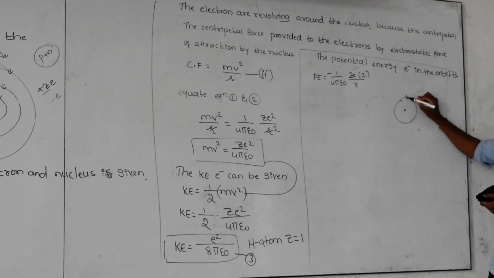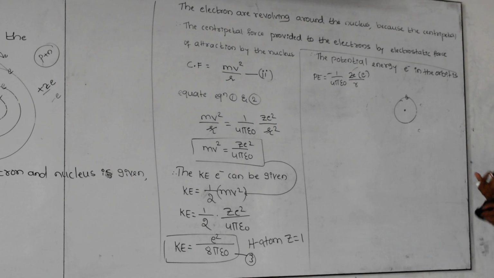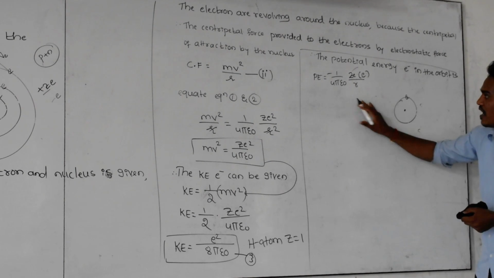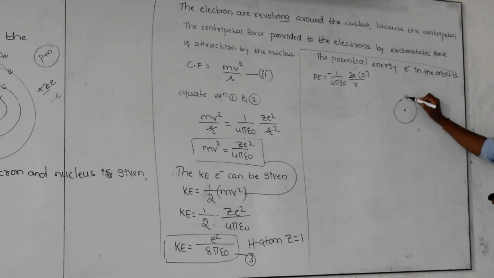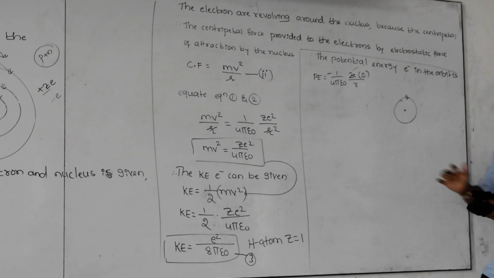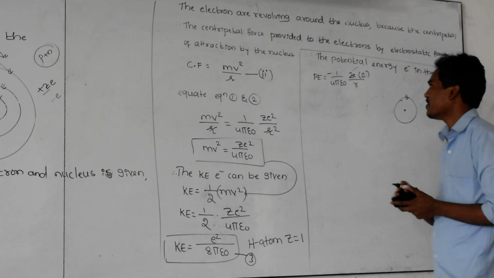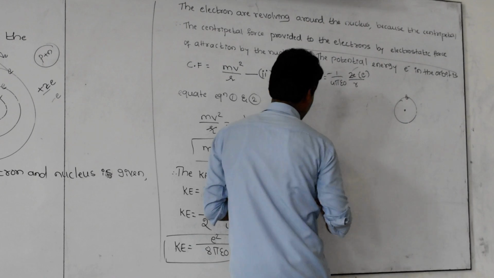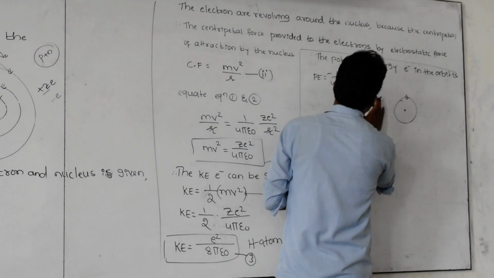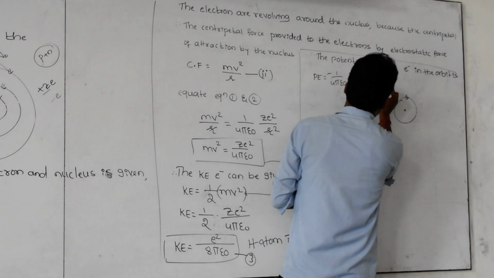But the electron is not leaving the orbit. In order to leave the orbit, some positive work has to be done, or positive potential energy you have to supply to this electron in order to take the electron away from the orbit. That's why the potential energy of each and every electron is negative here. Let us take this equation as the fourth equation.